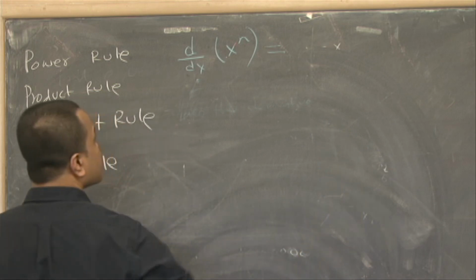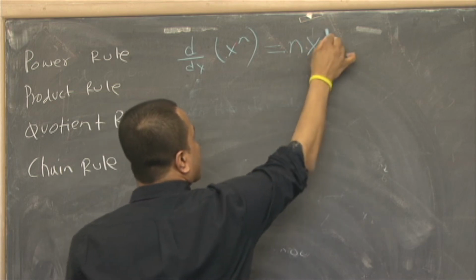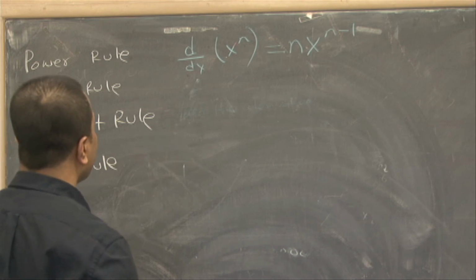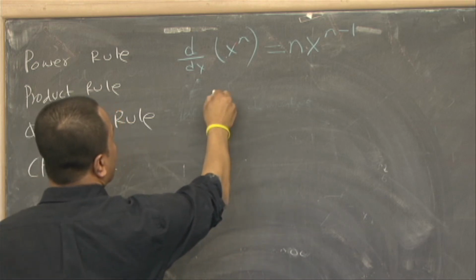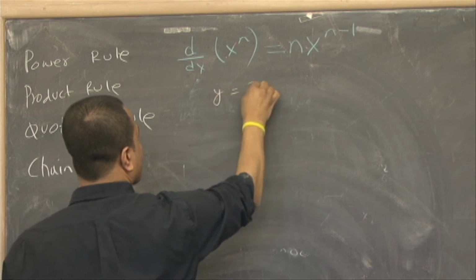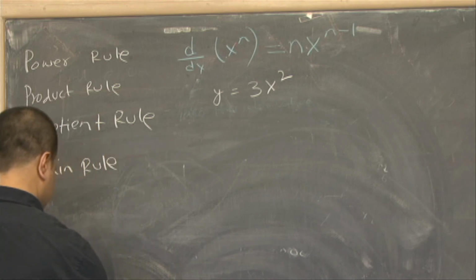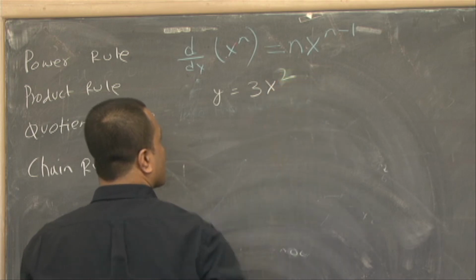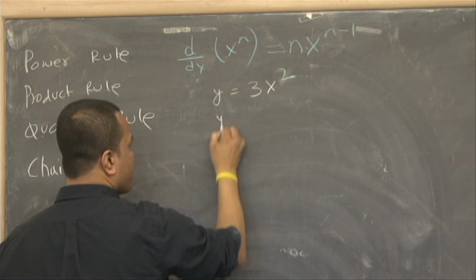So what is this? You bring down the n, all right? So x to the n minus 1, all right? So let's find the simplest example to use the power rule. Maybe you can write, what can we write? y is 3x squared. All right. Now let's make the color of the 2 green. All right. So what do we do? We take y prime.